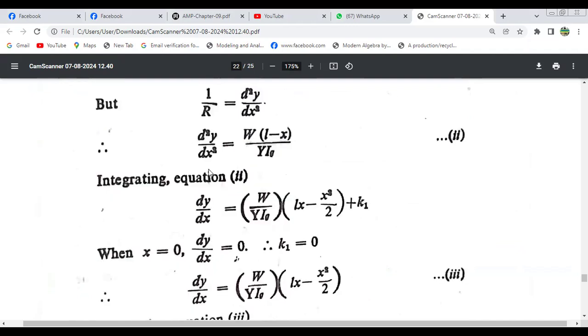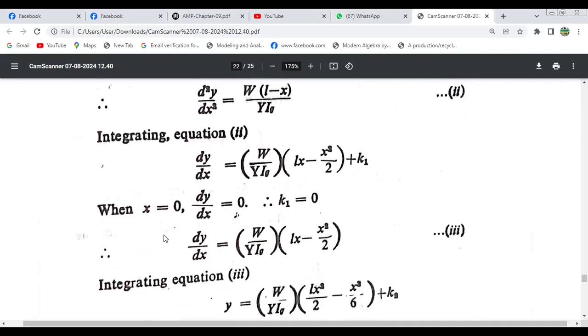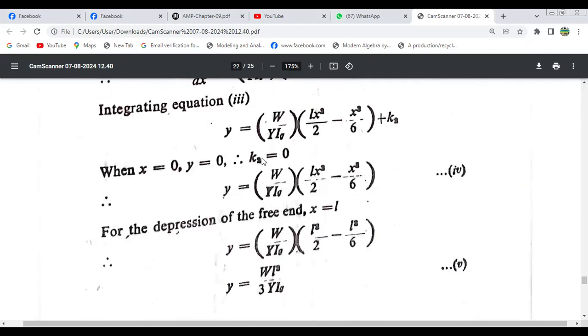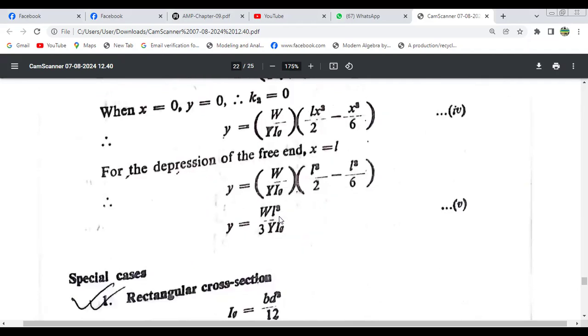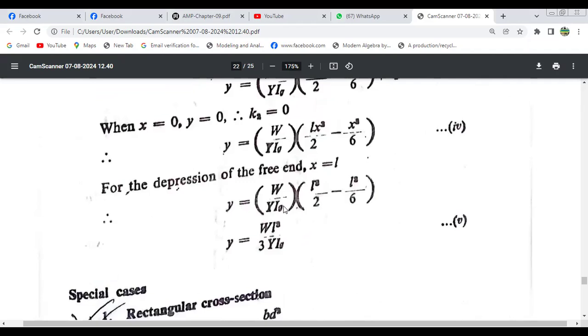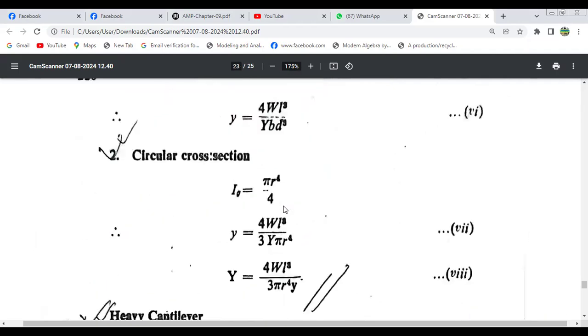Integrating, we get first derivative and this integration with respect to x. So this k1 is the integral constant. If x equals 0, then we get this one, and integrating equation will be, and if x equals 0, y equals 0, we can calculate that k2 equals 0. So we can easily get y equals this. This is the depression of the free end for x equals L. So circular cross section, we get this.